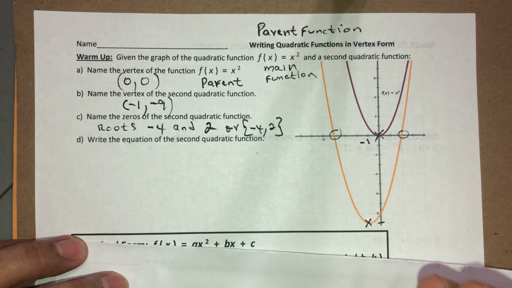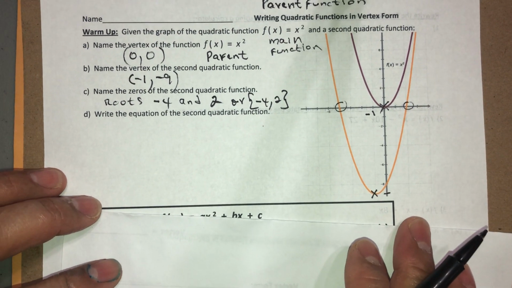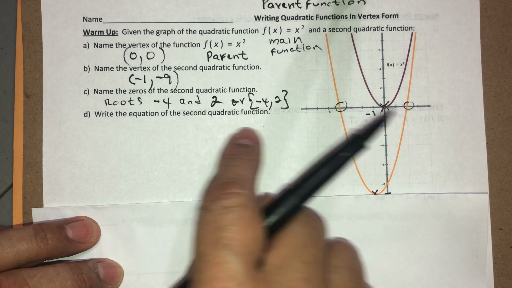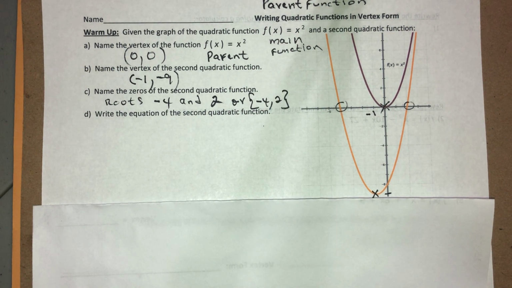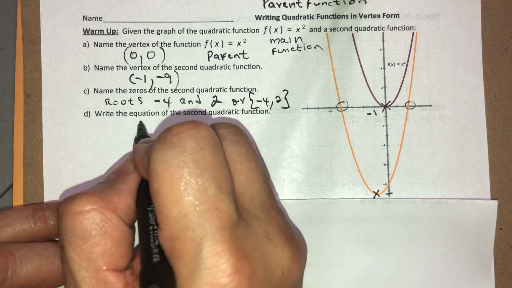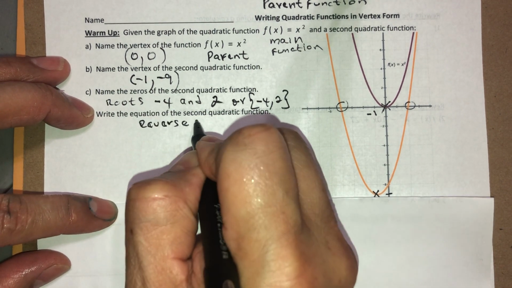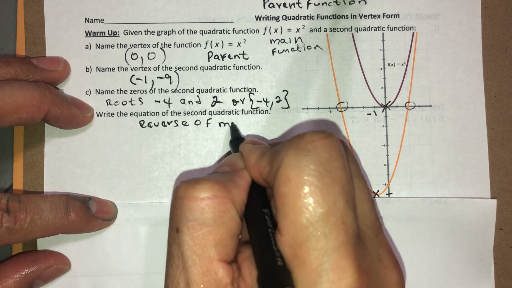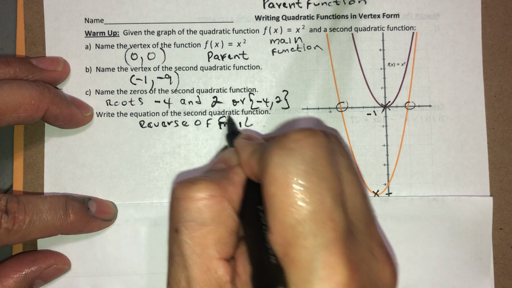That was also something you're supposed to do on the homework that you're supposed to hand in today. If I give you the roots, it doesn't matter which one you use. You have two methods. Remember, you have the reverse of FOIL and you have the sum and product of the roots. I like to use the reverse of FOIL because most of you are more familiar with FOIL.